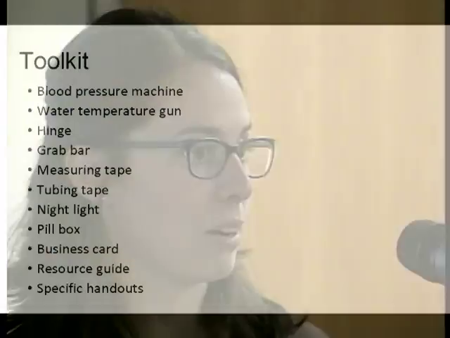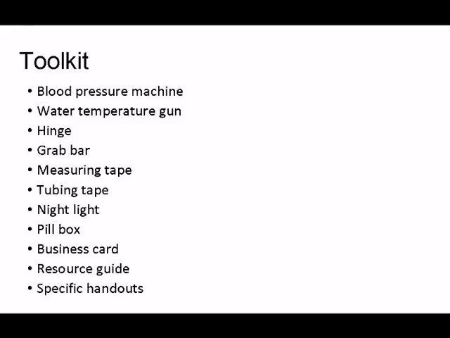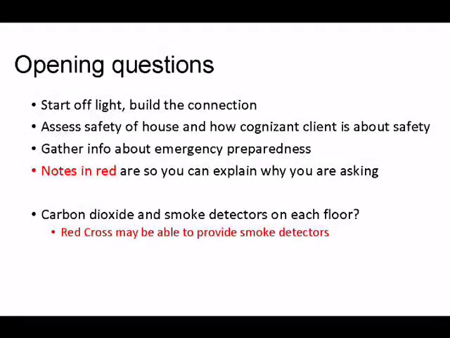Okay, so when we do send you out, we're going to give you this nice backpack with a toolkit. A lot of these things were mentioned before, examples of grab bars and hinges and little parting gifts, such as the pill boxes, a card to say that you were there and what your name is, the resource guide, which is in the next section of your binder, and any specific handouts. We're thinking of developing these too, so if you're going to someone who has diabetes, you can leave this information with them, how that relates to falls.